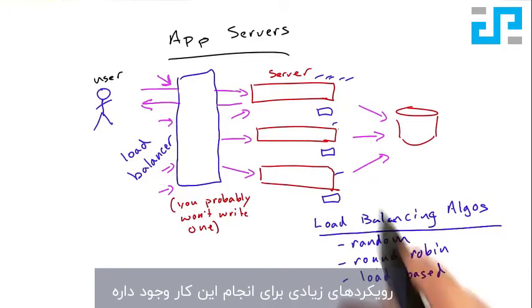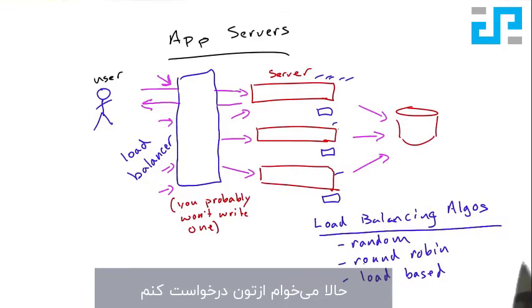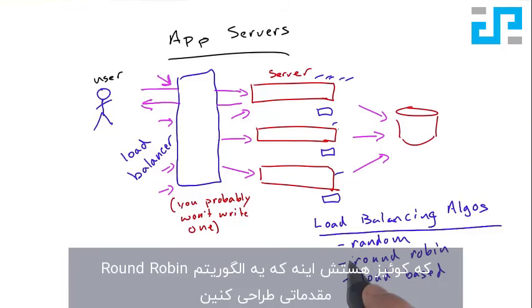There's lots of approaches to doing this. What I'm going to ask you to do now in the form of a quiz is implement a basic round-robin algorithm.